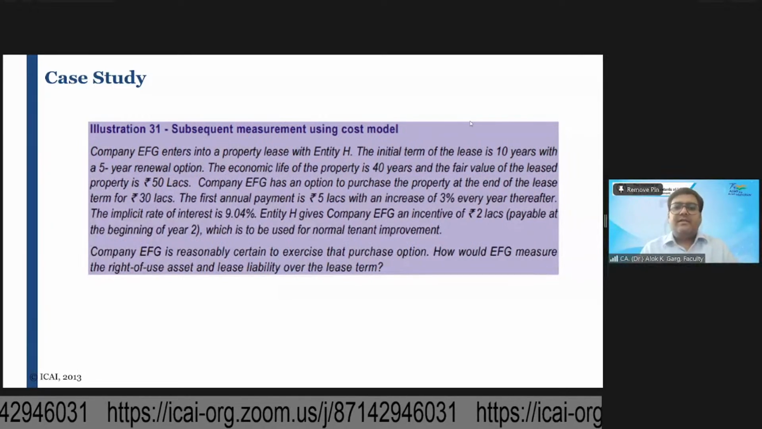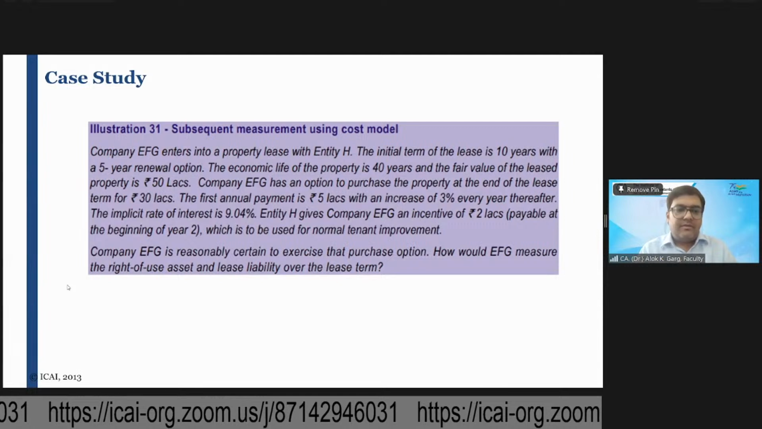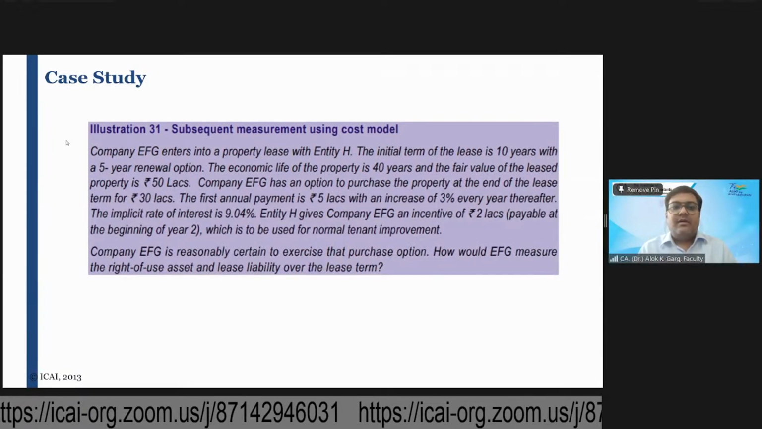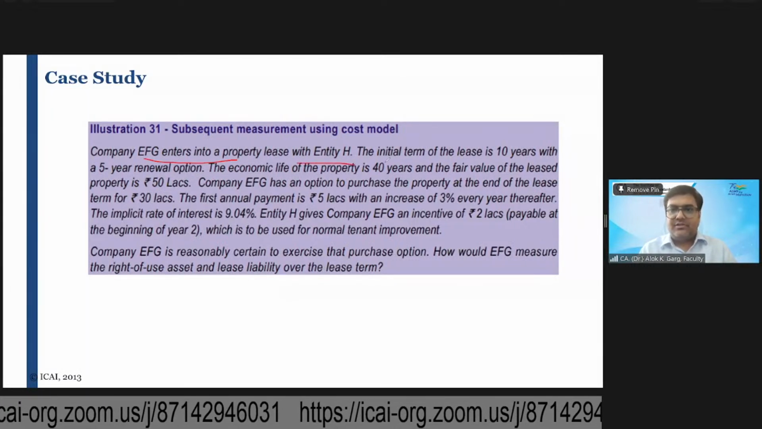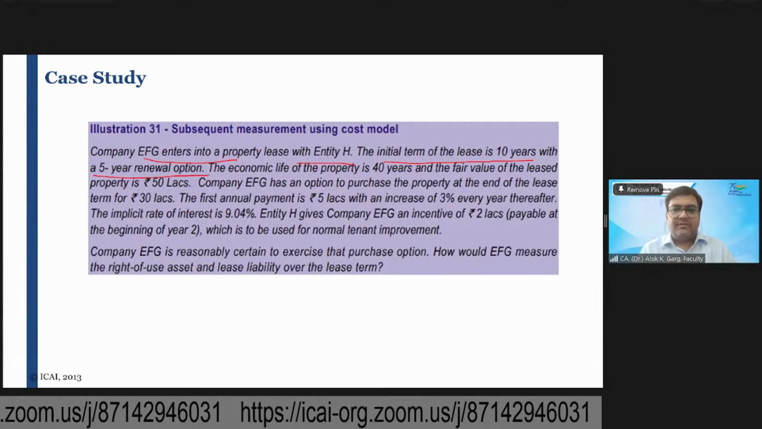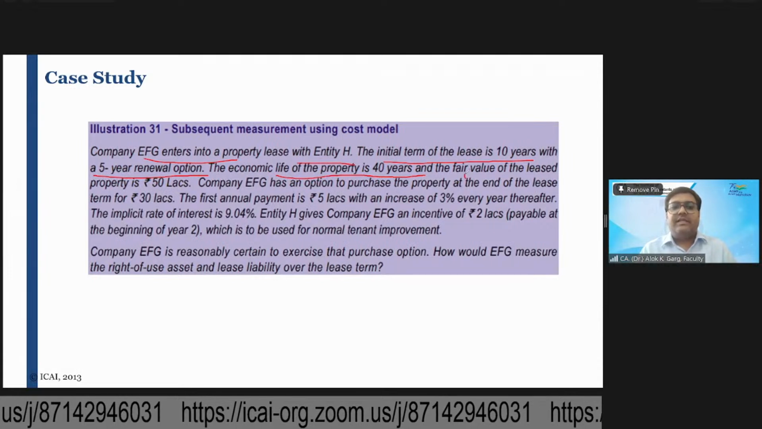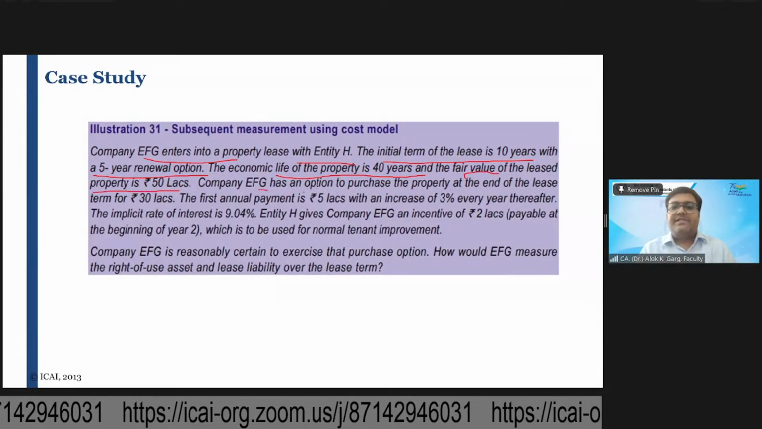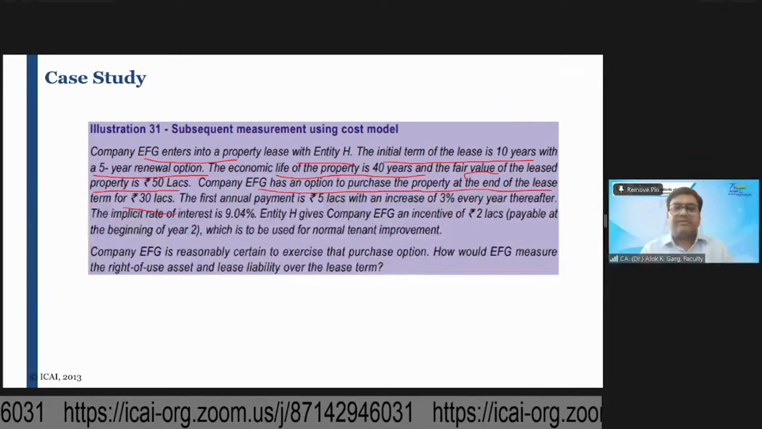Company EFG enters into a property lease with entity H. The initial term of the lease is 10 years with a 5-year renewal option. The economic life of the property is 40 years and the fair value of the leased property is rupees 50 lakhs. Company EFG has an option to purchase the property at the end of the lease term for 30 lakhs rupees.